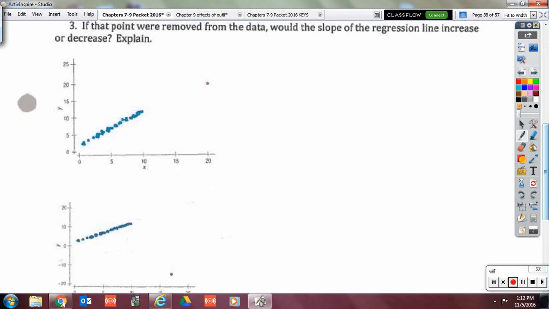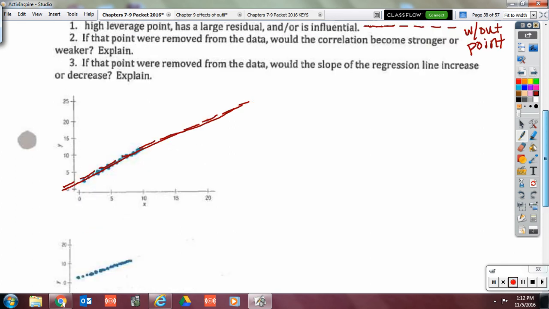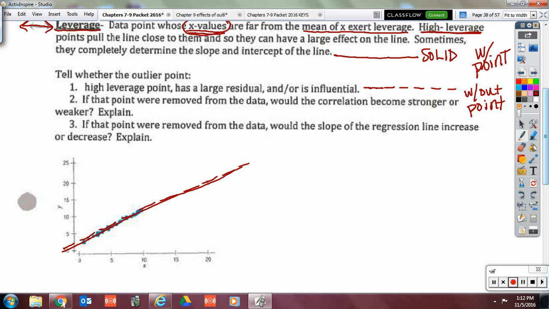So on this first graph, draw a line, and you could use the edge of your calculator, the lid of your calculator, to kind of act as a ruler if you want to make a nice straight line. So here it is with the point. That's my attempt at doing it with the point. Now I'm going to remove the point and see what I think this looks like. So I think the line pretty much stayed the same. Okay, so then let's answer these questions.